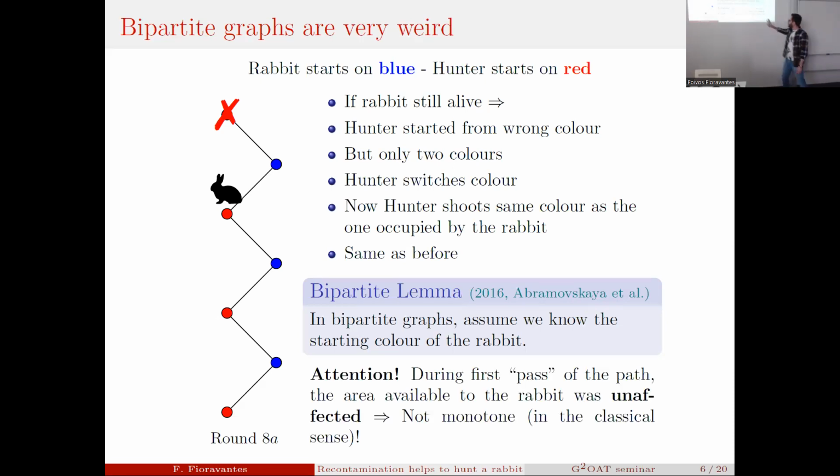Attention. During the first pass of the hunter, the first time he shot all the vertices of the path, the rabbit was trolling the hunter. By that I mean the rabbit was going on vertices that were shot. So the area available to the rabbit was unaffected, meaning that that stage of this strategy was not monotone.